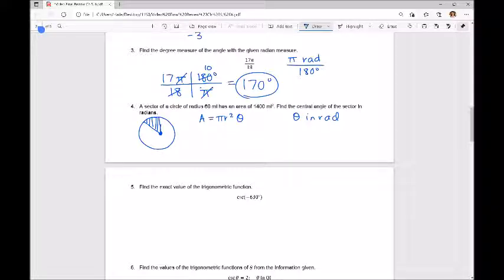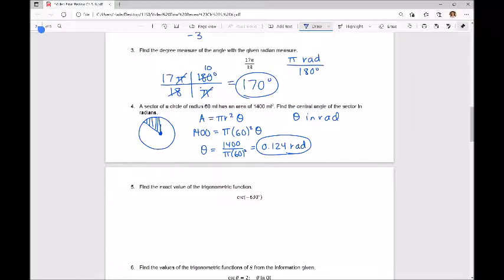Okay, so let's plug in what we know. We know the area is 1,400. We have pi, we know the radius is 60, and we want to find the central angle theta. So all we need to do to solve for theta is just divide by pi times 60 squared. So theta is equal to 1,400 divided by pi times 60 squared. And if you put that into your calculator, you should get roughly 0.124 radians.